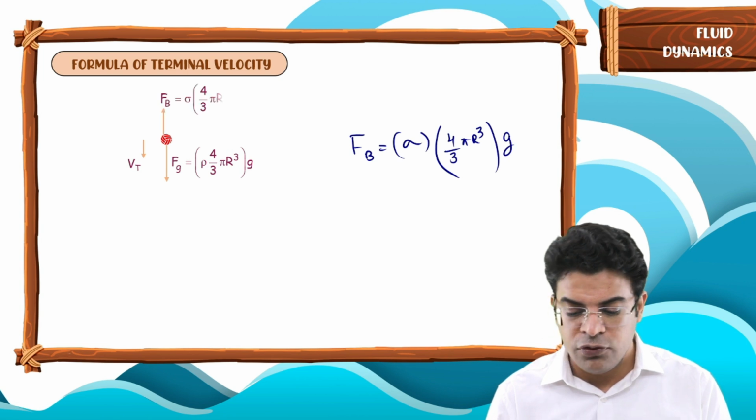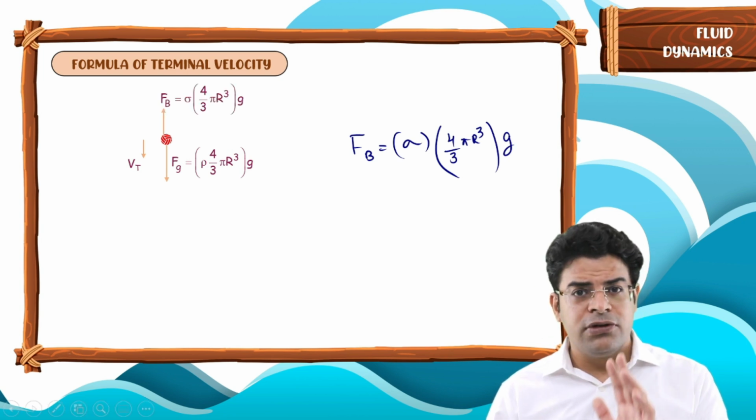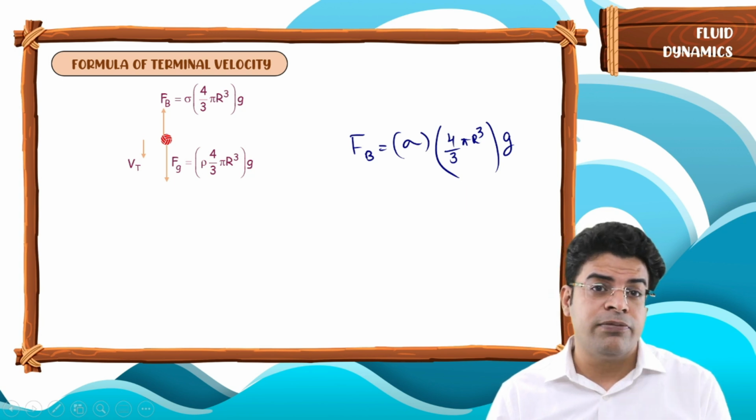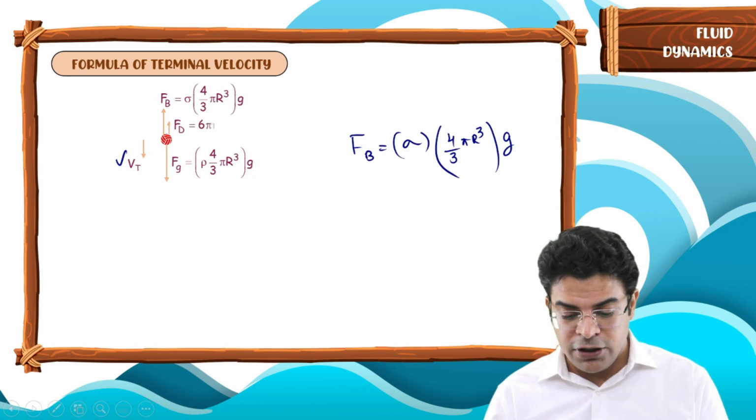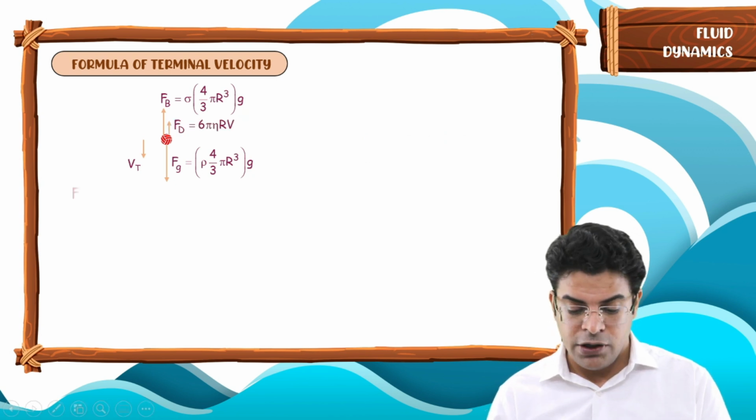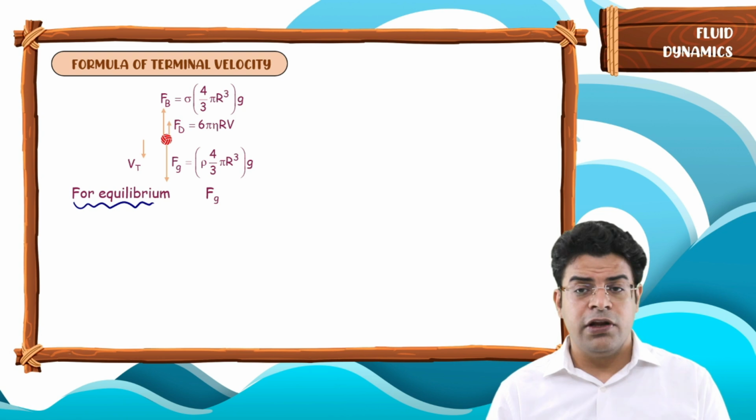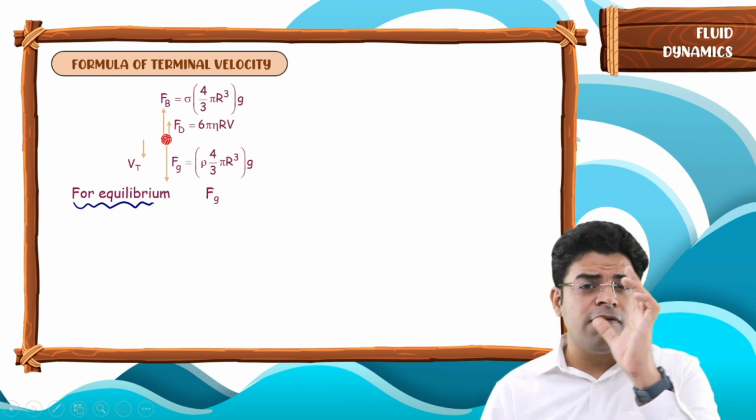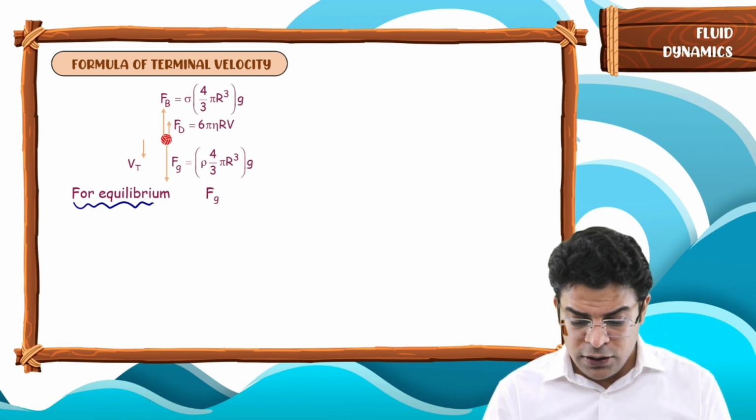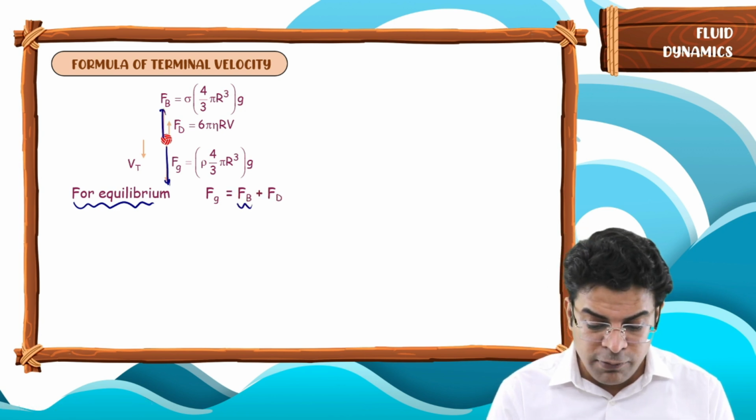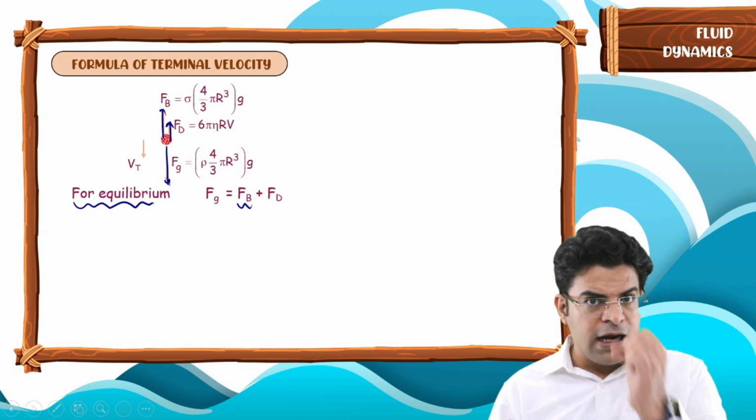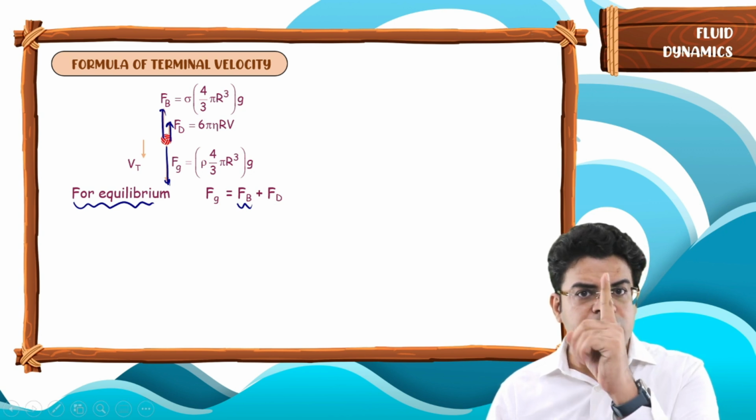So this will be the force of buoyancy. In addition to these two forces, there will also be the force of drag. In which direction? Opposite to the direction of velocity, upward. And that will be equal to 6 pi eta rv. For equilibrium, if the particle is falling with terminal velocity, the net force has to be 0. So the force of gravity has to be equal to the upward force of buoyancy plus the upward force of drag. The net force in the downward direction equals the net force in the upward direction.